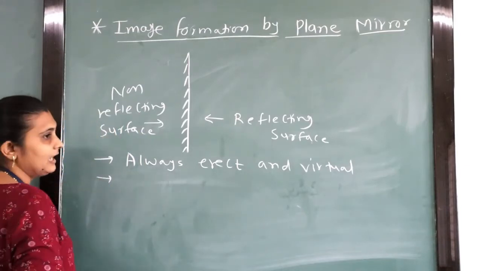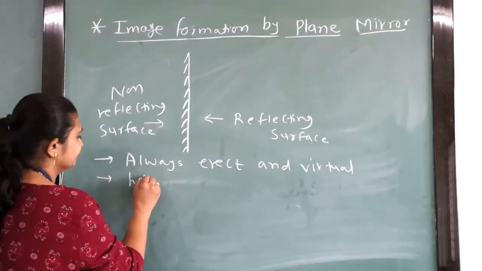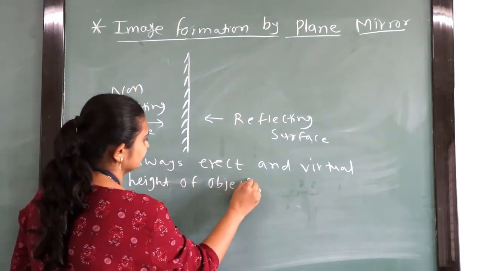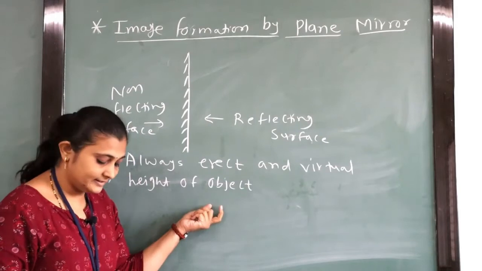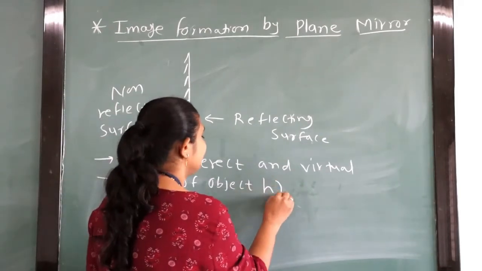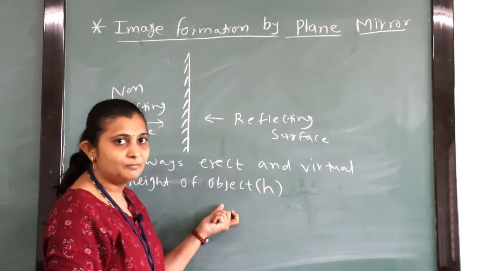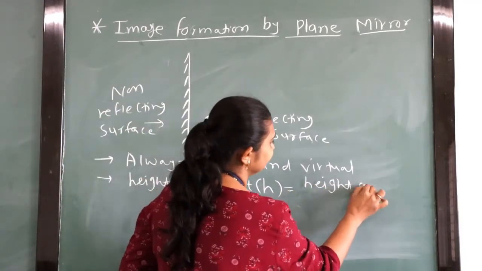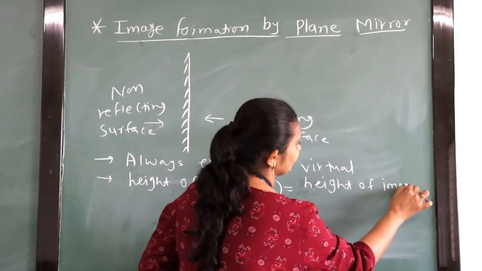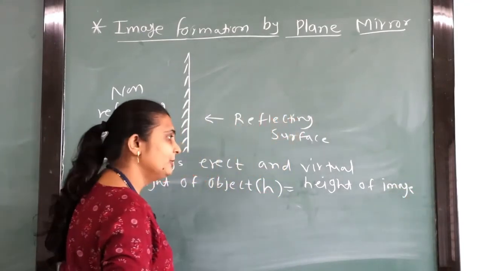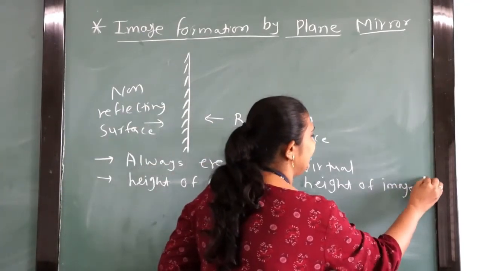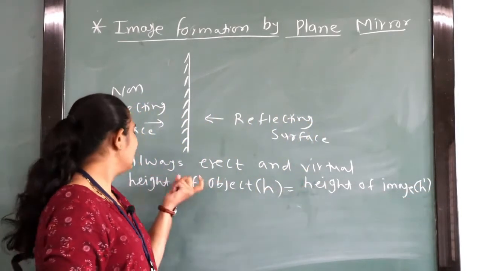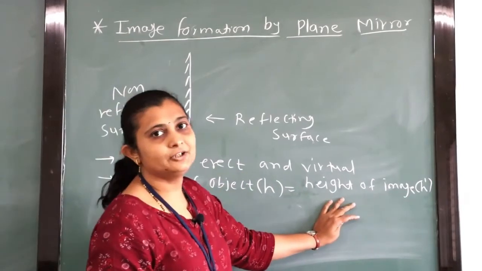Next point, height of the object. Height of object is denoted by letter small h. Height of object is always equal to height of image. Height of image is denoted by letter h dash. H is always equal to h dash. Height of object is equal to height of image.